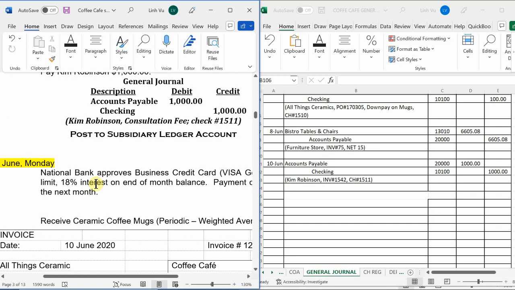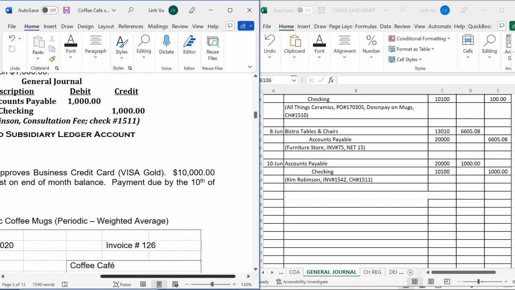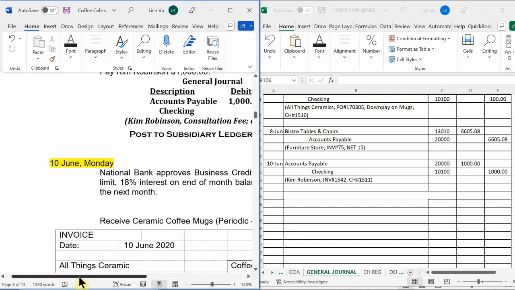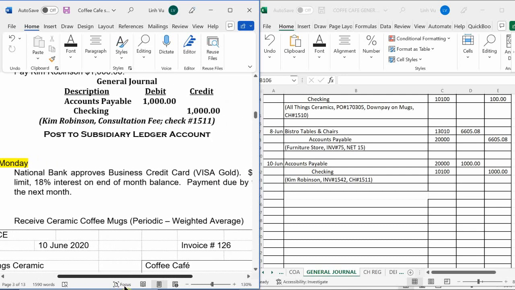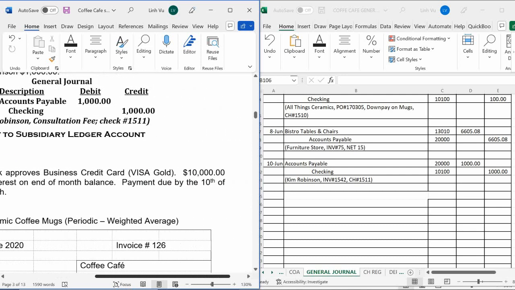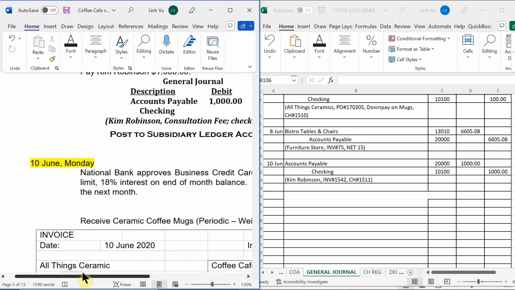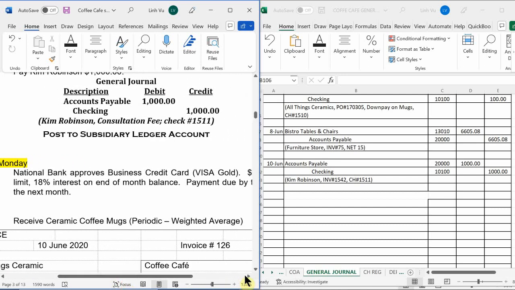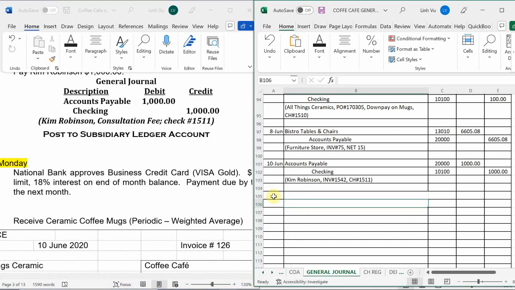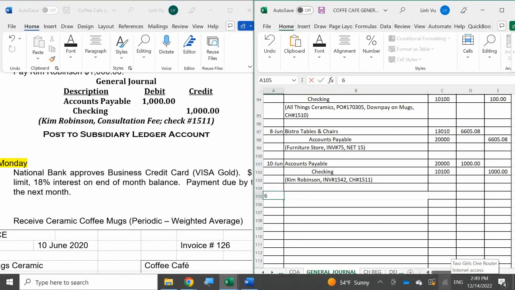So here, National Bank has finally approved your business credit card, Visa Gold card, okay? With a $10,000 credit limit, with an 18% interest on end of the month balances. Payments are going to be due on the 10th of every single month, okay? Now, how do I record this transaction here?